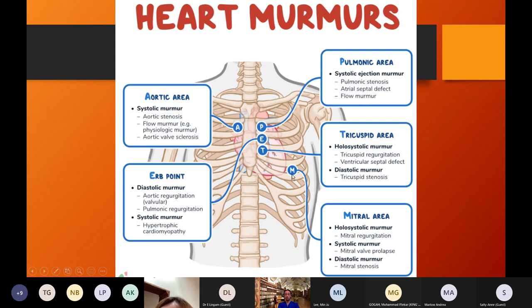And at the apex is the mitral area. You can hear a holosystolic murmur in mitral regurgitation. If there's mitral prolapse, typically the murmur is mid-to-end systolic, so it's shorter compared to other forms of mitral regurgitation. And that's pretty much where you listen. Of course, as I said, you listen to the carotids and also the axilla. The mitral regurgitation radiates towards the axilla.